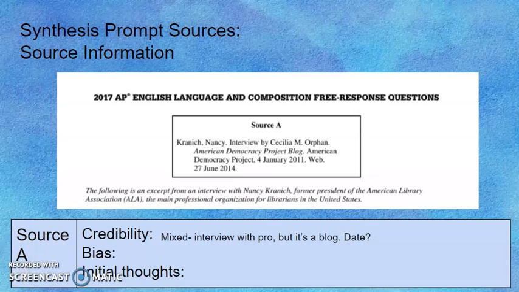So first, I think, okay, credibility mixed, right? It's an interview with a professional, so we do have some kind of respect for the experience involved in that, but it's a blog, and the date is 2011. I mean, we're already in 2021. This test question was in 2017. And if we're talking about change, especially change with technology, 2011 is a million years ago, right?